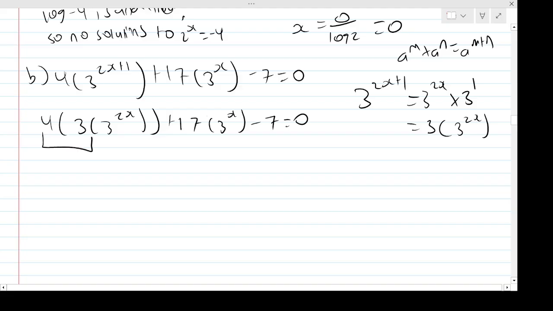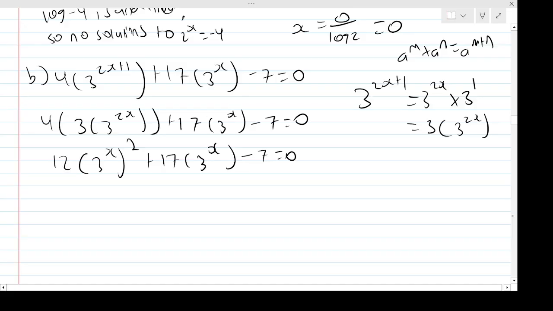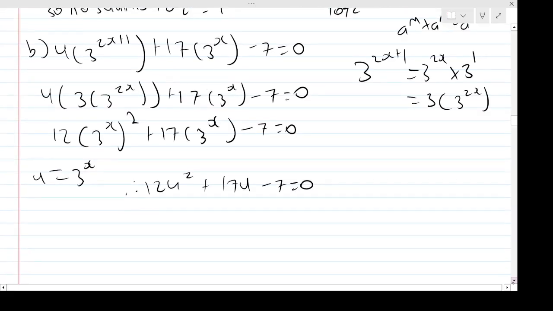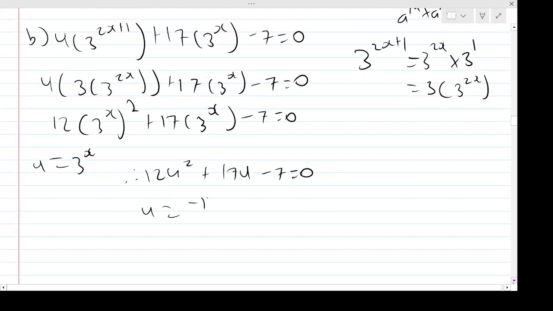Now actually I can just do 4 times 3 to get 12 lots of 3 to the 2x. Right? And again, 3 to the 2x, hopefully you can spot, is 3 to the x squared, add 17 lots of 3 to the x, minus 7 equals 0. Now hopefully you can spot I have a quadratic in u, where u is 3 to the x. So that becomes 12u squared plus 17u minus 7 equals 0.